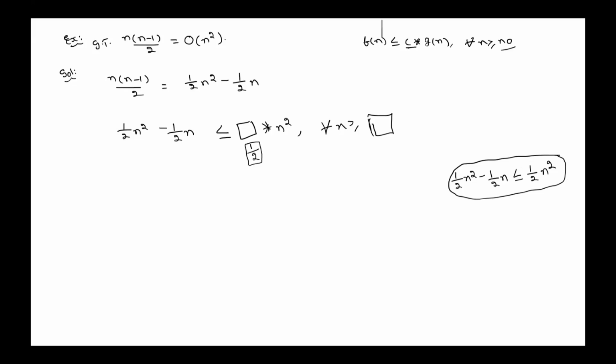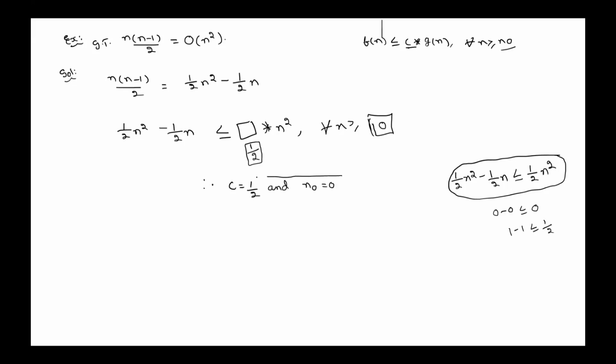What is n naught? If I take n equal to 0, is this true? 0 minus 0 is less than or equal to 0. If I take n equal to 1, 1 minus 1 is less than or equal to 1 by 2. Here the direct value itself is numerically less, so we need not even check for which value of n it will be true. So I can take 0 here. Therefore, finally C equals 1 by 2 and n naught is 0.